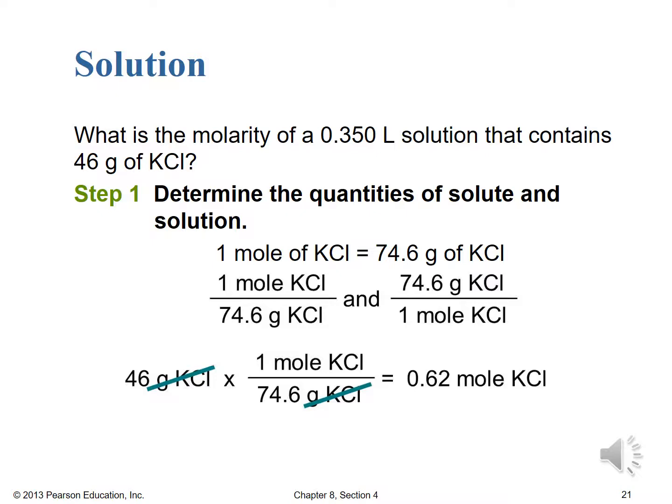Now we could say 1 mole over 74.6 grams of KCl, but since they're equivalent, we could also say 74.6 grams of KCl over 1 mole. So we have to look and see which way is correct here. If we want to cancel the gram unit of KCl, because we're given the mass in grams, we need to have 1 mole of KCl in the numerator and the 74.6 grams of KCl in the denominator, and that gives us a value of 0.62 moles of KCl. So we've taken the mass we were given and we've converted it into a mole amount.